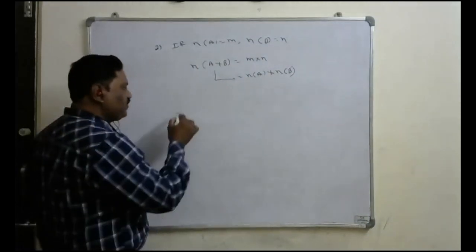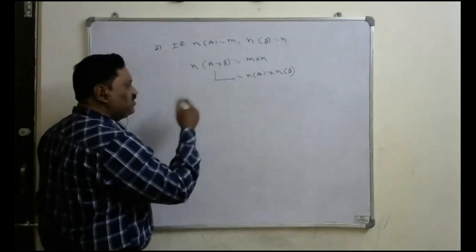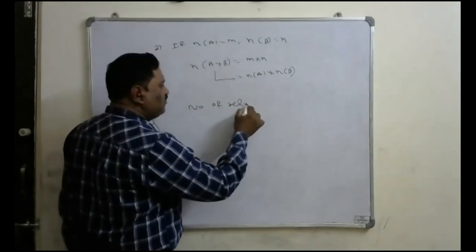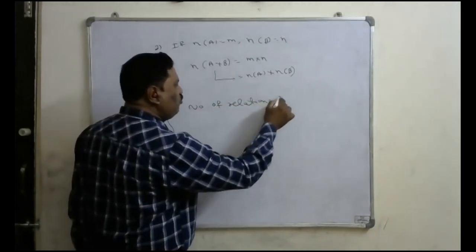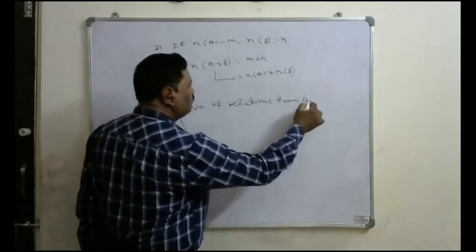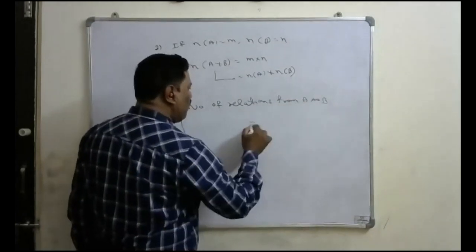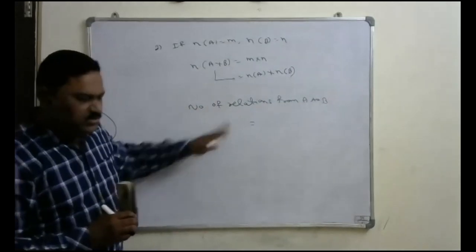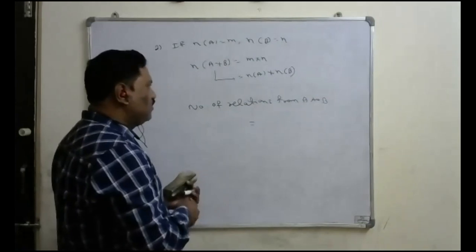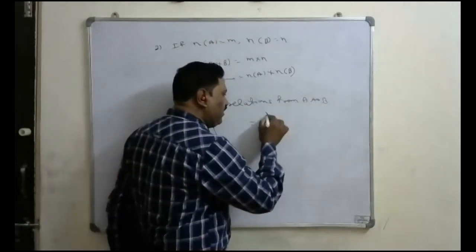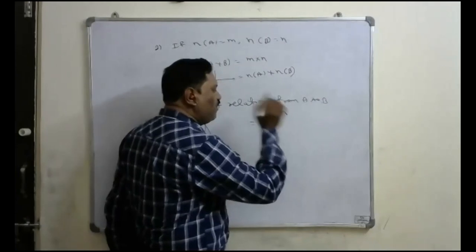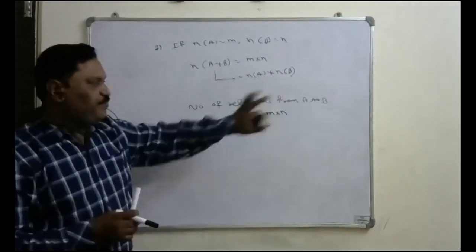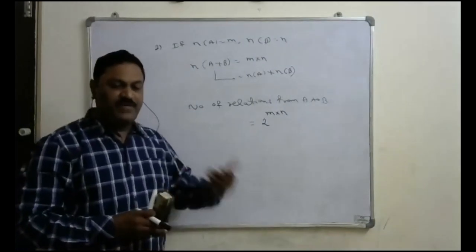Understand? Similarly, tell me the number of relations from A to B. What is the formula for the number of relations from A to B? The number of relations is 2 power mn, that is, 2 power n(A) into n(B). So that is the formula for the number of relations.